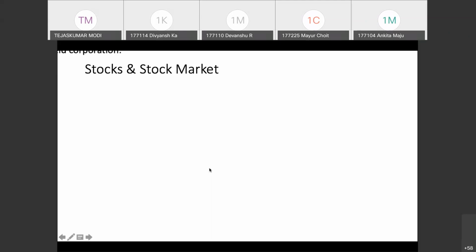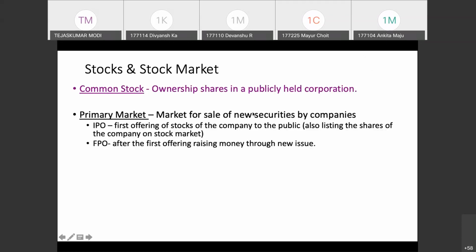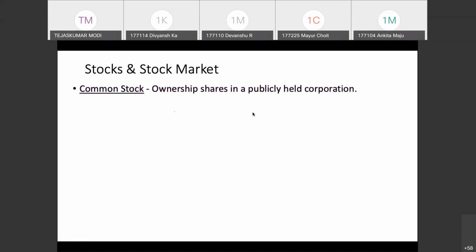So let us understand what is common stock. Common stock is the word they use in America, right? It is equity shares. So when the shares of a company are held by public, it is called common stock. In India, we call it equity shares. Very straightforward. What is primary market? Can someone tell me? Very basic fundamentals we are discussing right now. What is primary market? Anyone go, please.